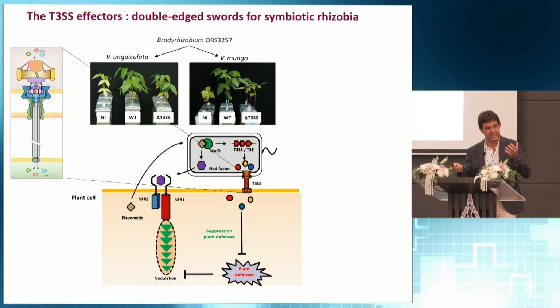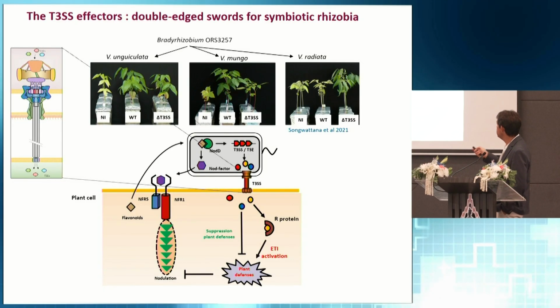So this indicates that the type 3 SS plays a real positive role. But at the same time, on other plants, the type 3 SS can completely render the interaction incompatible. If we test the same strain on another legume plant, Vigna radiata, we can observe that the wild-type strain cannot nodulate. But the type 3 SS mutant is perfectly able to induce the formation of nodules.